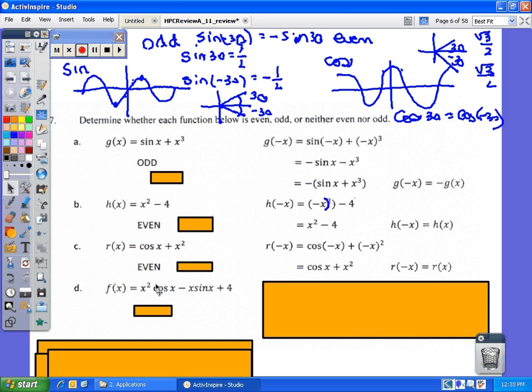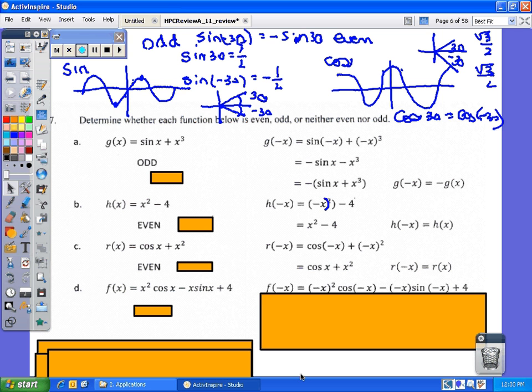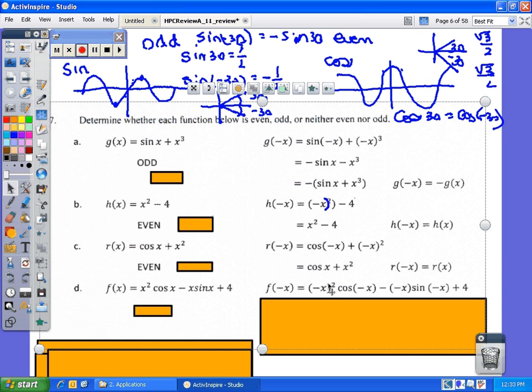This has a lot going on with it, so let's see. I'm going to replace the input value with a negative angle, or negative x. All right, so that's the setup. I'm just putting negative in here, negative in here, negative in here, negative in here. Everything is changed to a negative x. Now, let's take it piece by piece. If you square a negative x, you get a positive x. So I'm going to replace this with positive x squared.